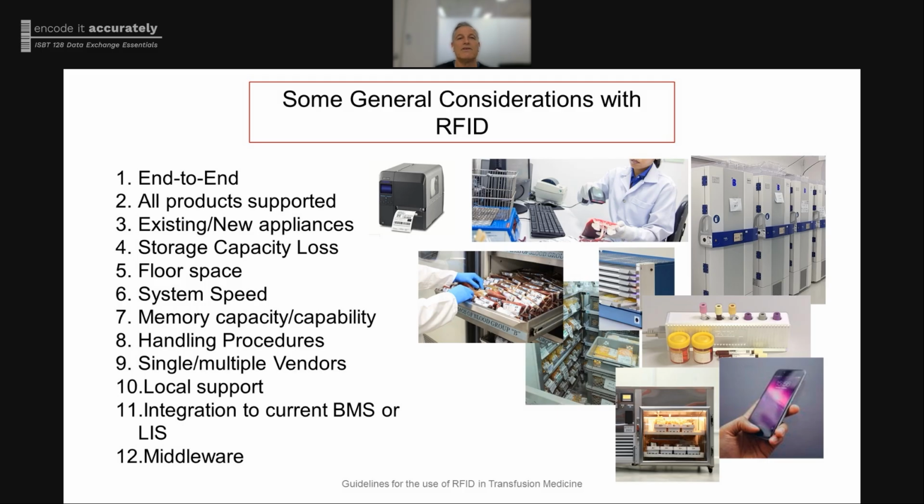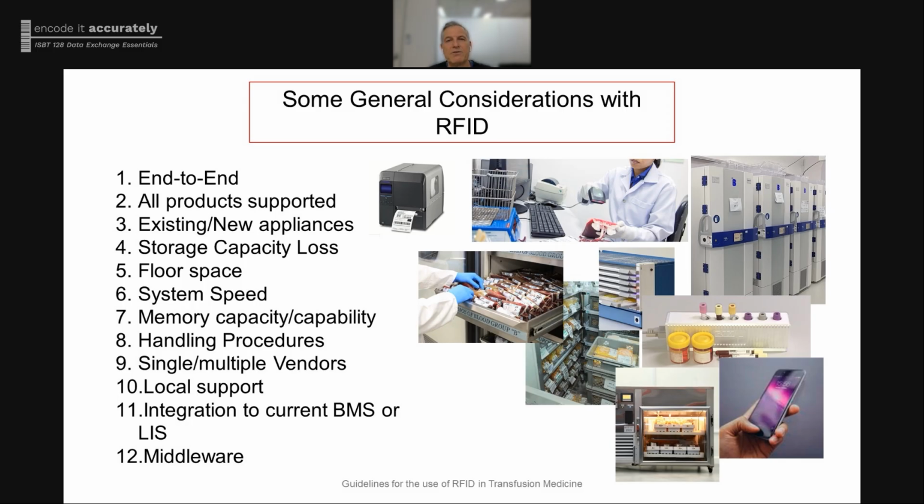Is it possible for the RFID system to be fitted to the existing installed base of storage appliances, or are new appliances required? Is there any loss of storage capacity, and will this necessitate additional storage appliances? Is there available floor space for the footprint of additional storage devices? What is the reading speed of the system under worst case conditions, and is this adequate? Does the tag provide sufficient memory capacity, capable of operating at all temperature extremes?